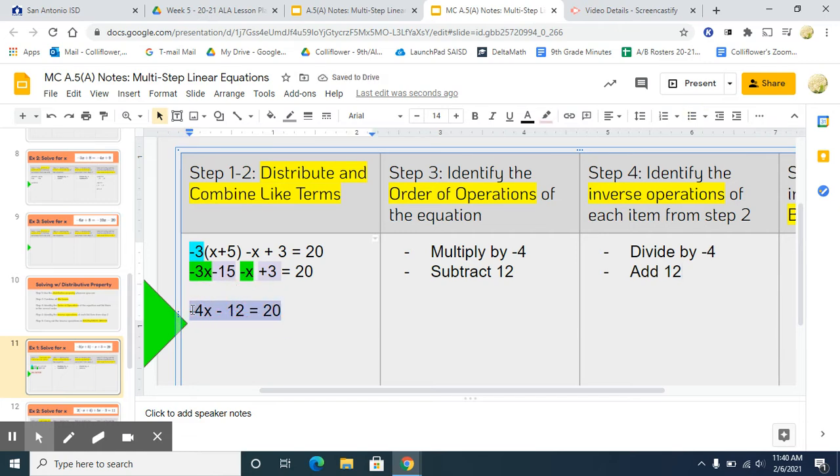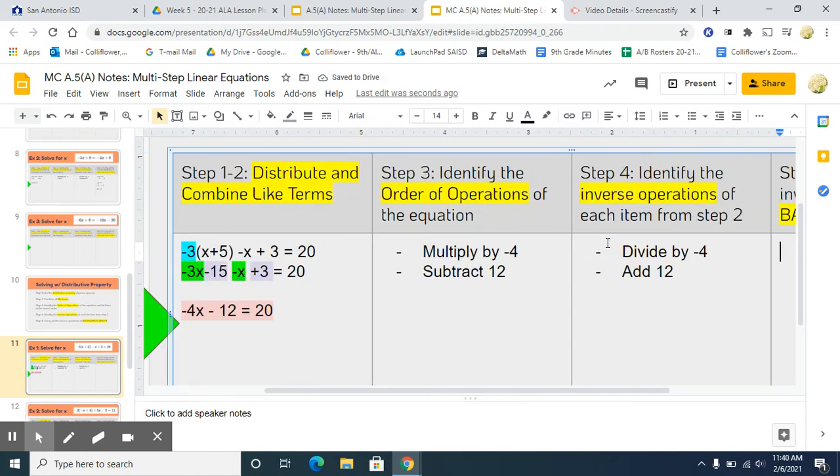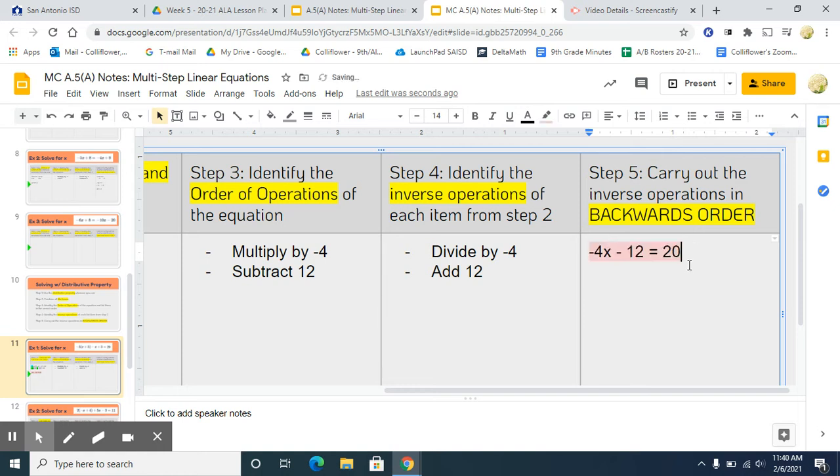I'm going to copy and paste my simplified equation over here in step 5, and we're going to do these inverse operations in a backwards order. So the first thing I want to do is add 12. I'm doing that to both sides. -12 plus 12 will cancel themselves out, so all I have left is -4x equals 32. I added 12 and 20. Now all I need to do is divide by -4 on both sides.